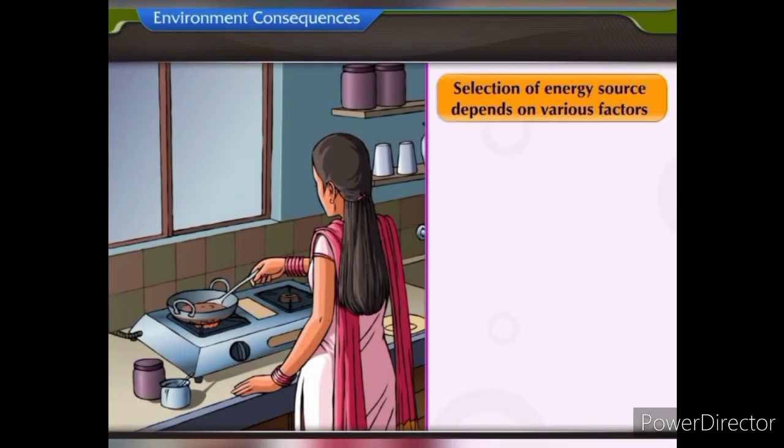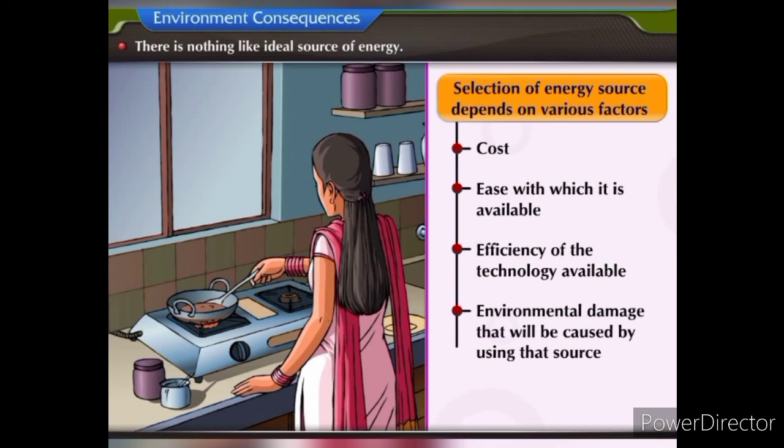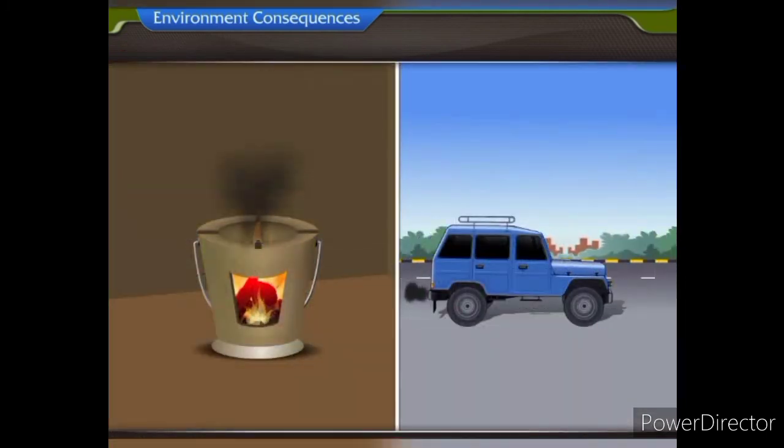The energy source that we choose to use depends on various factors like cost, the ease with which it is available, the efficiency of the technology available, and the environmental damage that will be caused by using that source. There is nothing like an ideal source of energy. Every source of energy, more or less, pollutes the environment.